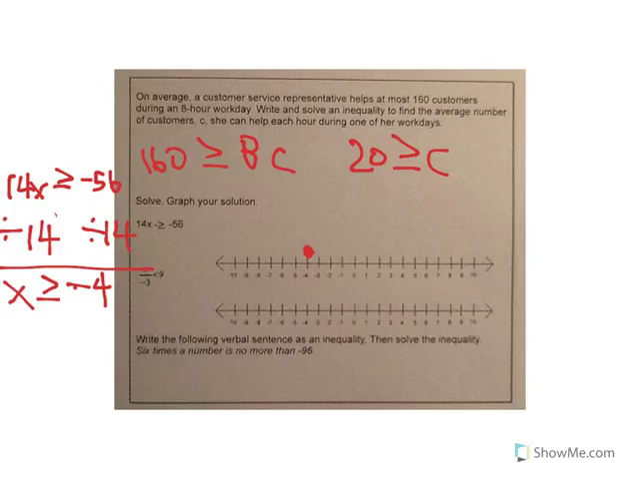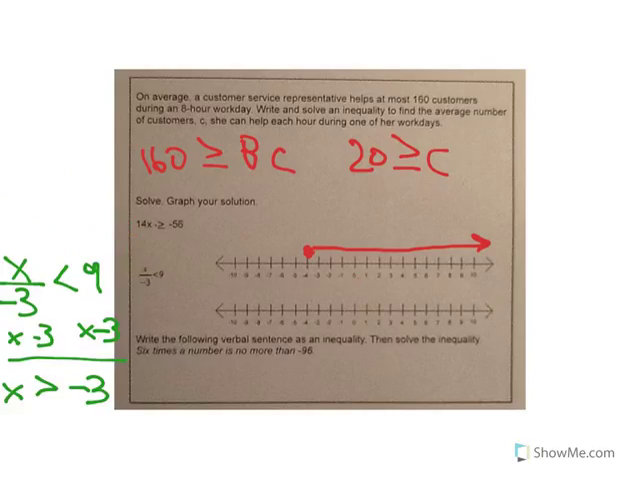x is greater than or equal to -4, so it's going to be this way. Let's do the quick check. Let's plug in 0 into the original equation to see if we're right. We plug in 0 there. 14 times 0 is going to be 0. 0 is greater than or equal to -56, so I know I'm on the right track.